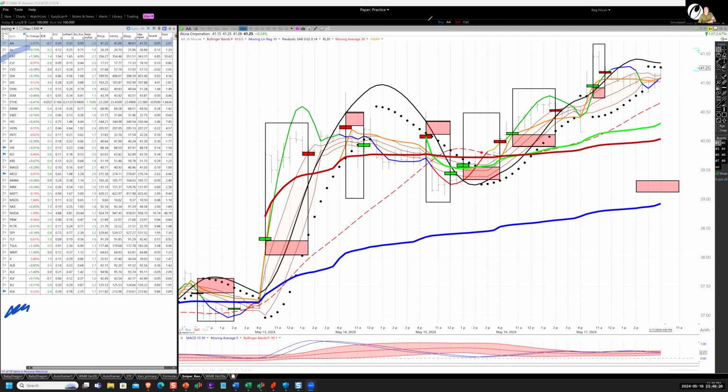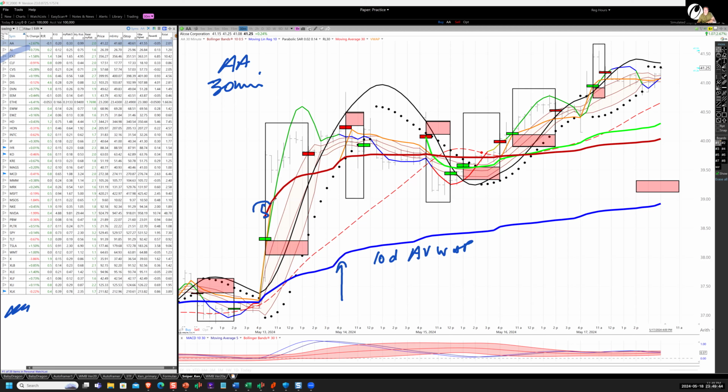30-minute hybrid swing workshop. This is Alcoa. 30-minute charts. Just notice the blue is the 10-day anchored VWAP.